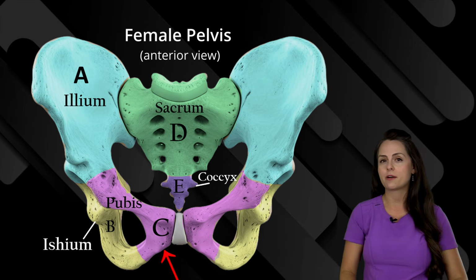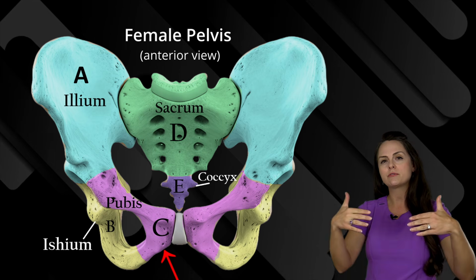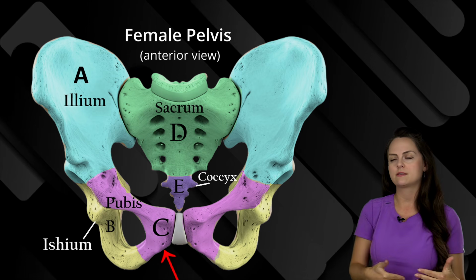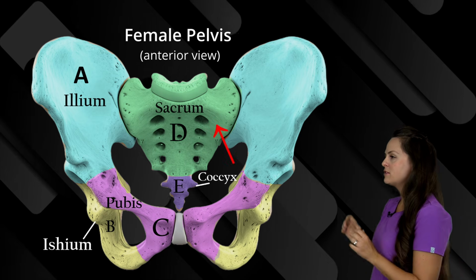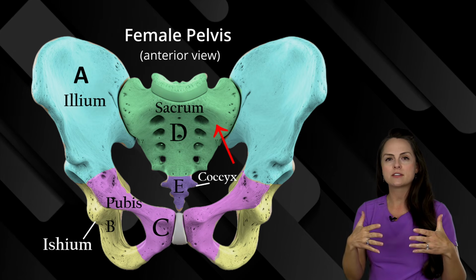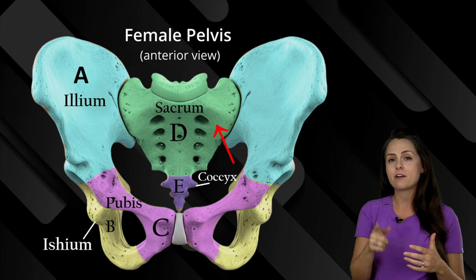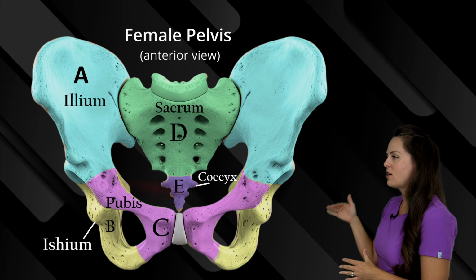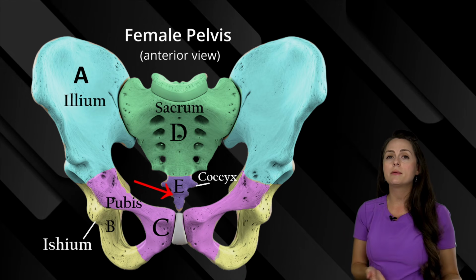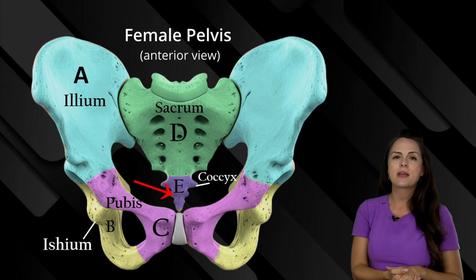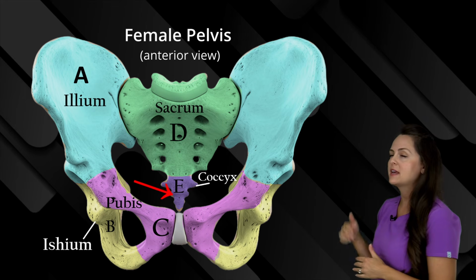This is the front part of the pelvis, and this is where our pubic bones are going to meet together at the pubic symphysis. Then we have D, the sacrum. This is the triangular bone that's formed by the fusion of 5 vertebrae. And then lastly, we have the coccyx, and that's just a fancy way of saying your butt bone and your tailbone, and it is located at the bottom of that sacrum.